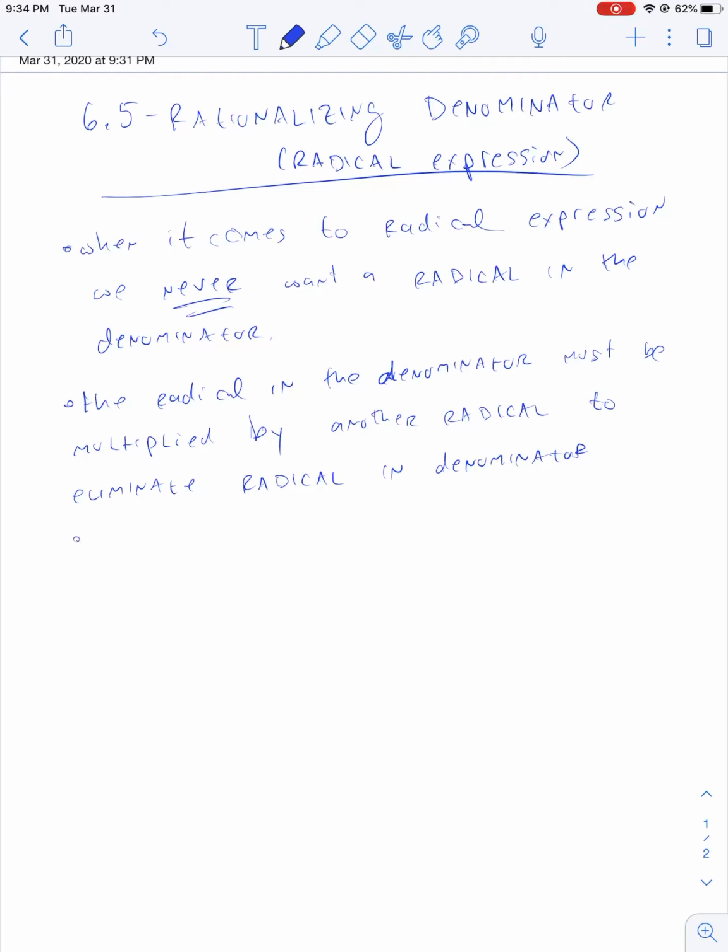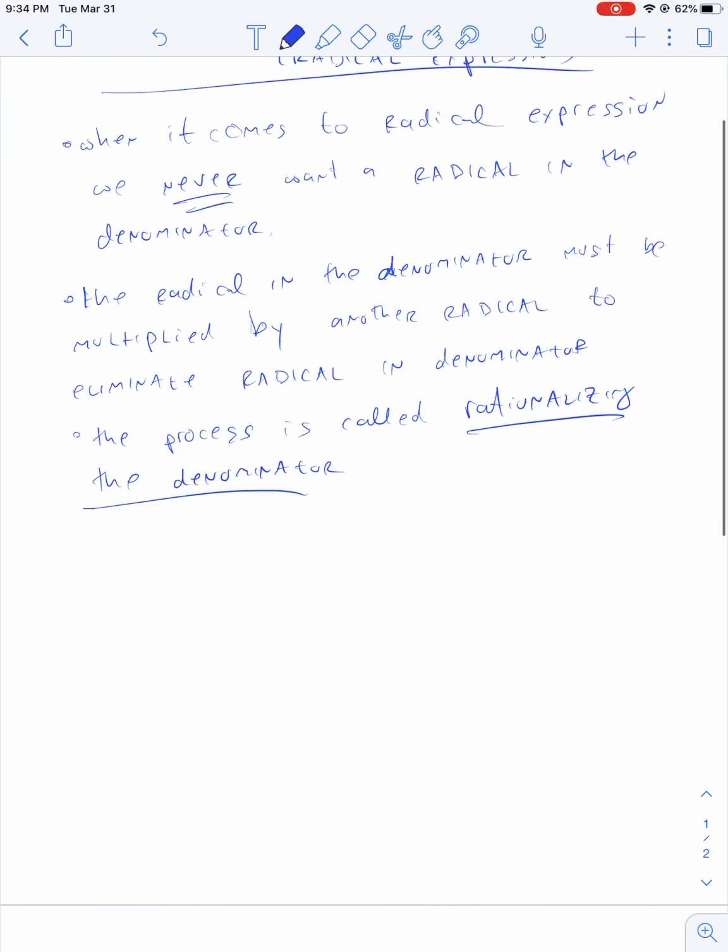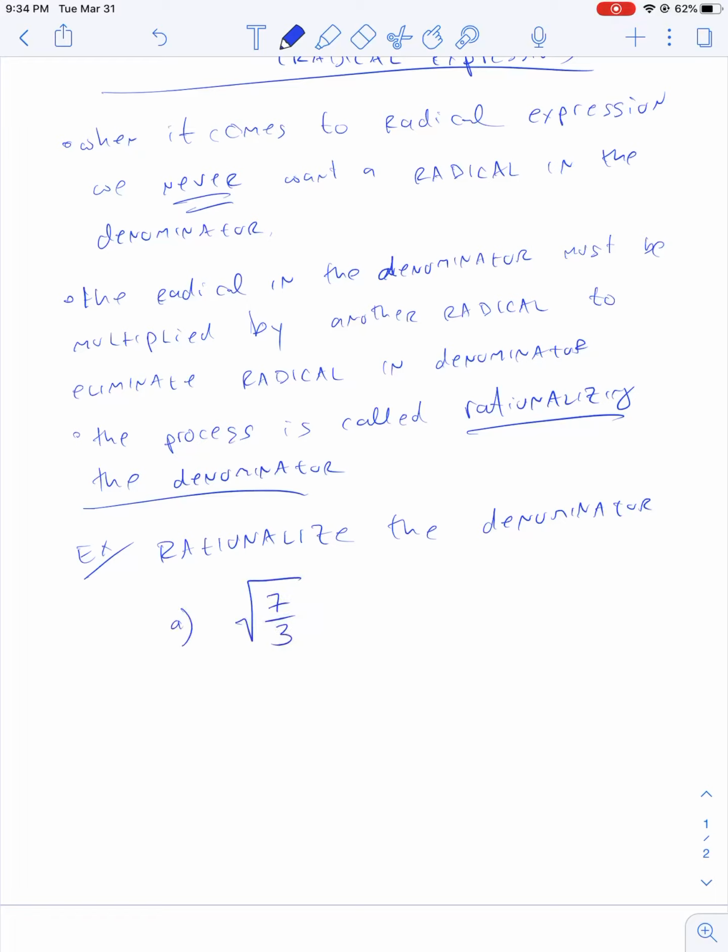All right. This process is called rationalizing the denominator. So let's take a look at some examples. We want to rationalize the denominator. I have the square root of 7 over 3.